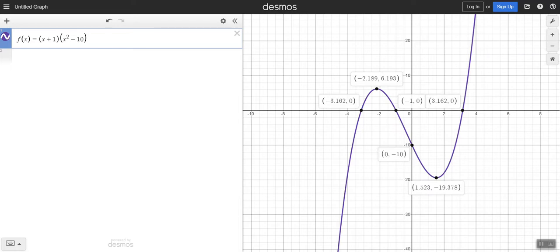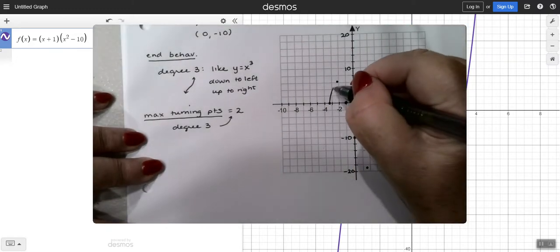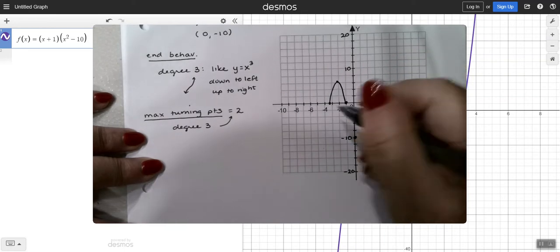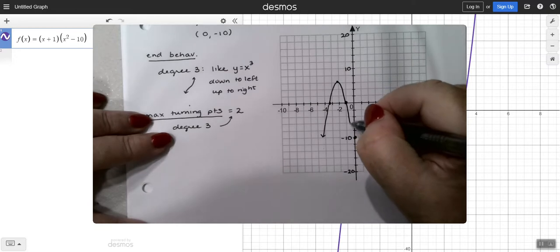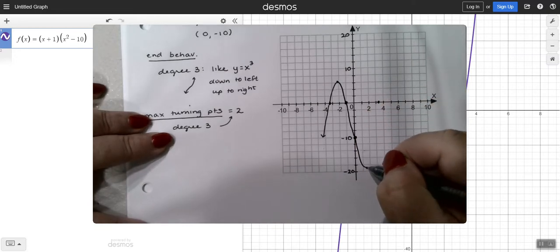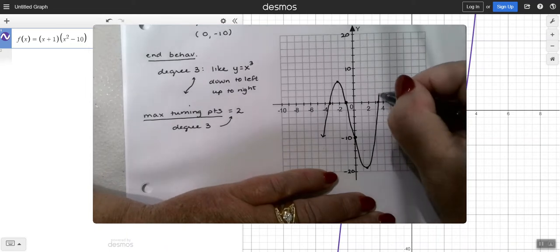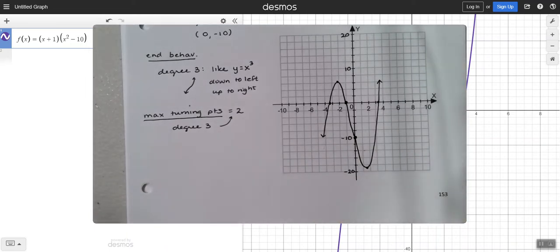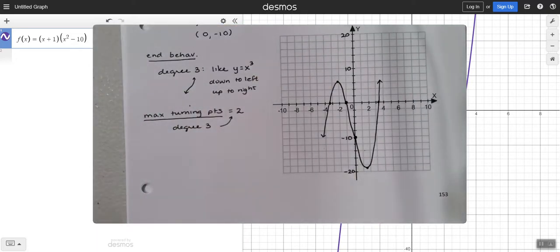Around there. Just gives me something to aim at when I draw. So there we are through the maximum, and we knew it was down to the left. Come down through my y-intercept, hit the minimum, and then back up through the x-intercept. So other than the exact values of the max and min, we were able to figure out all of that just by looking at our equation.